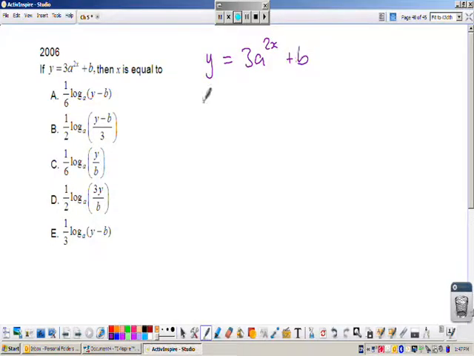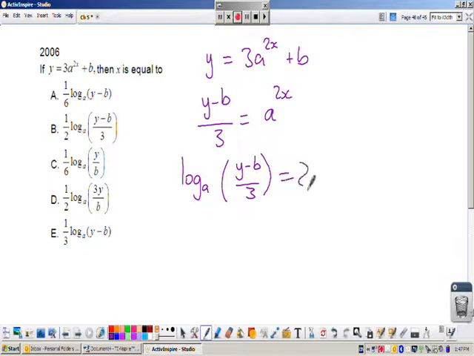Okay, so bring the b to the other side and divide by the 3. You should be able to do that in one step, and then convert it to a log. Log base a of the fraction equals 2x. So hopefully you wouldn't need to write down the finished answer, because you'd be able to look across here and see that the answer is going to be B, because we have to divide both sides by 2. And 84% of people were able to handle that question.